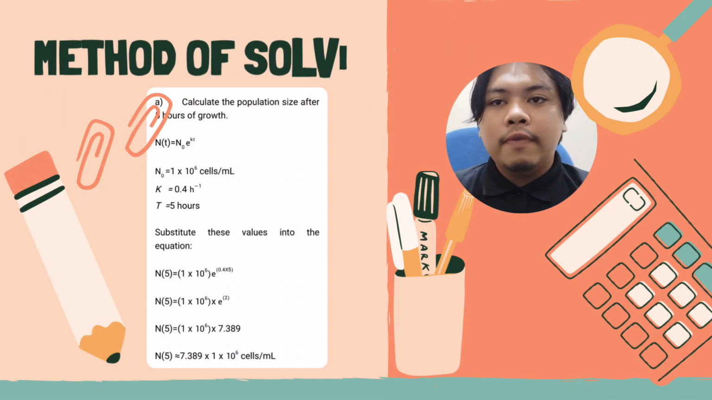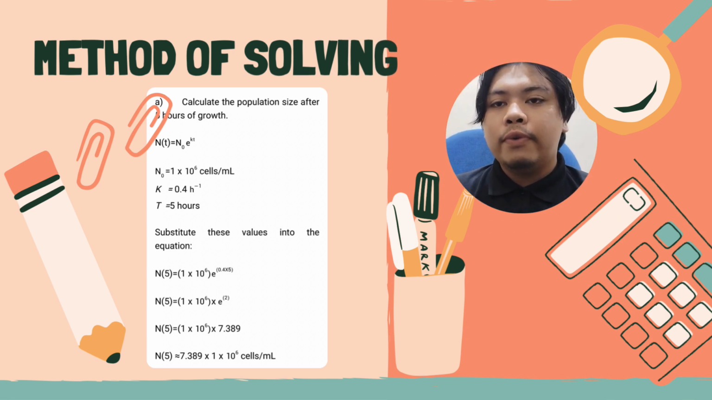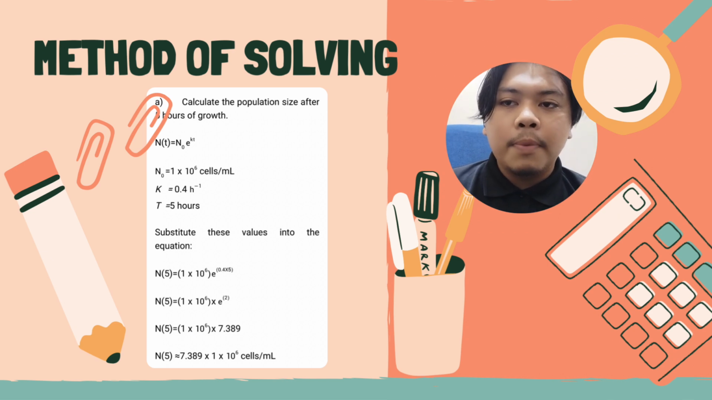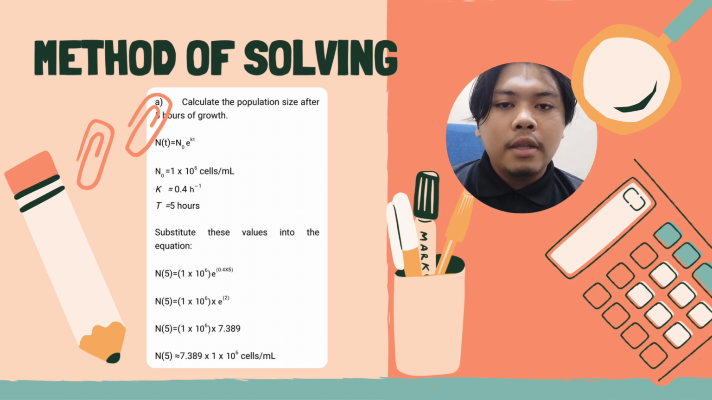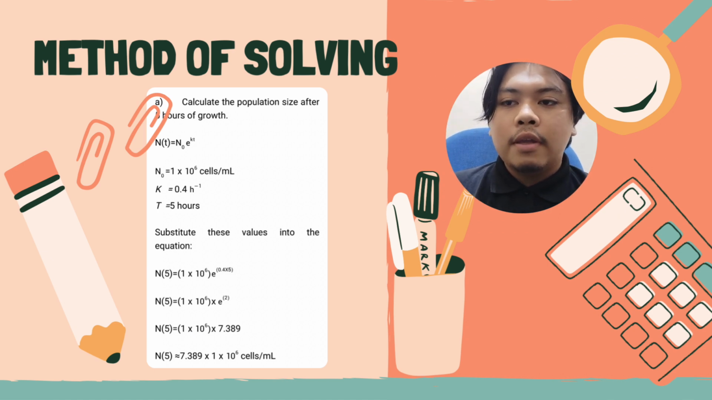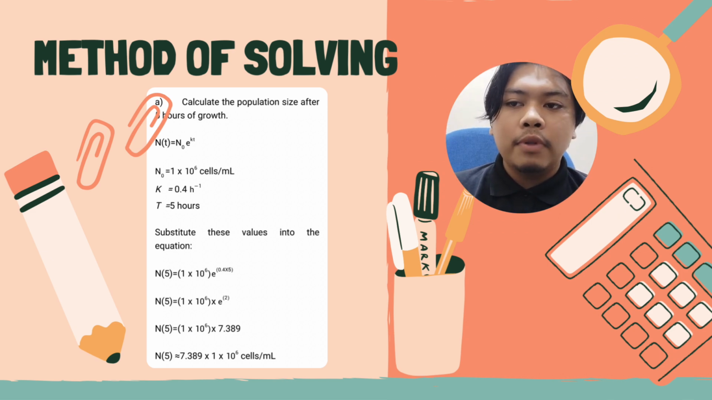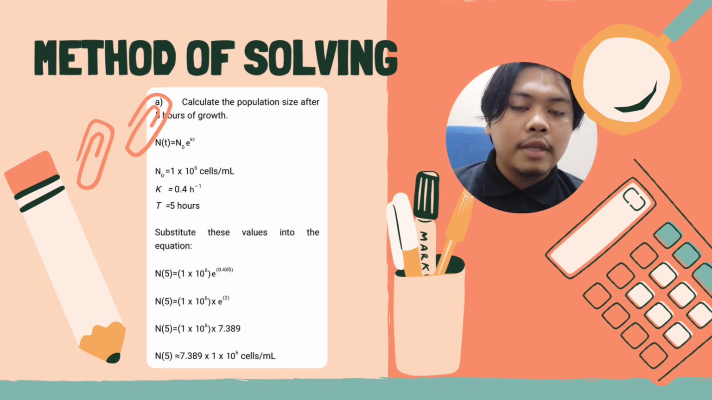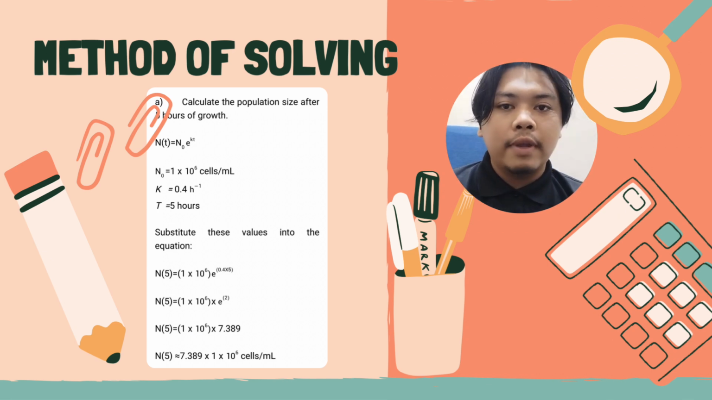For the method of solving, the first question is to calculate the population size after 5 hours of growth. N(t) is the population size at time t, N0 is the initial population size, and e is the base of the natural logarithm. We can get all the data from the paragraph. The specific growth rate k can be determined experimentally by plotting the natural logarithm of the population size, ln N, versus time t, and calculating the slope of the resulting straight line.